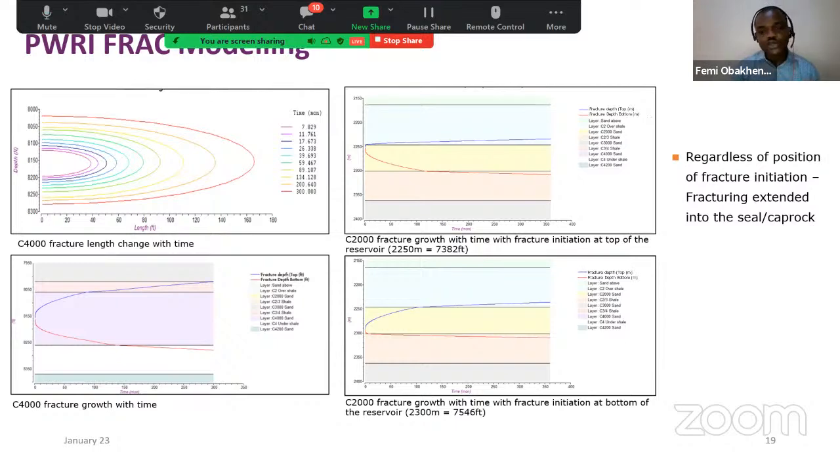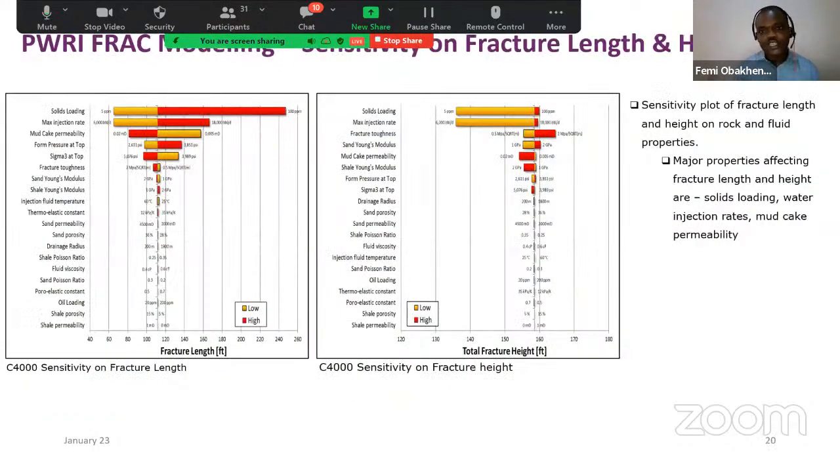The next thing you can do is plot all these properties that affect your fracture length and fracture height to see which of them impacts them the most. And of course, you can use this tornado plot. If you look at the tornado plot for both fracture length and fracture height, you can see the most influencing properties. The major one is the solid loading. The solid loading is the total suspended solids in your injection water. That plays the biggest role in determining your fracture length and height. Next is the injection rate. How much water are you injecting into your reservoir?